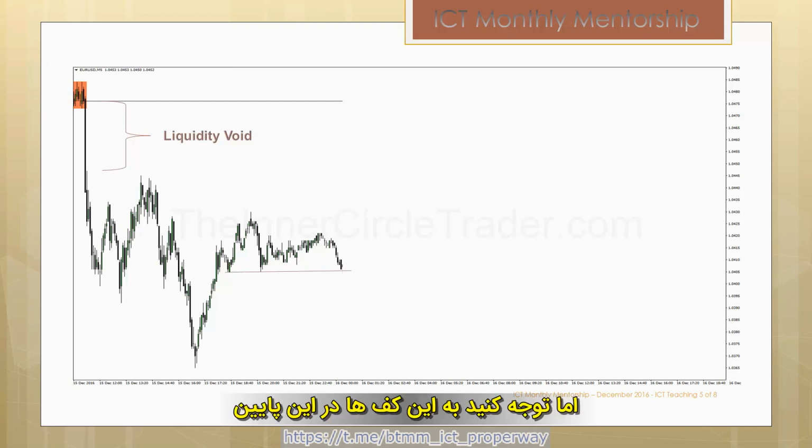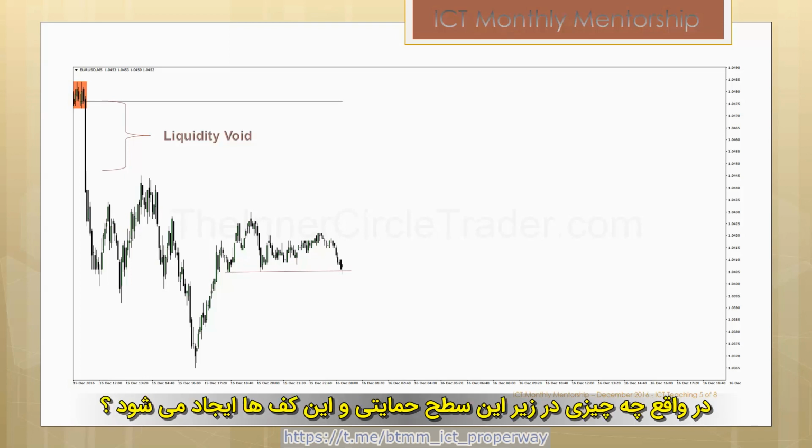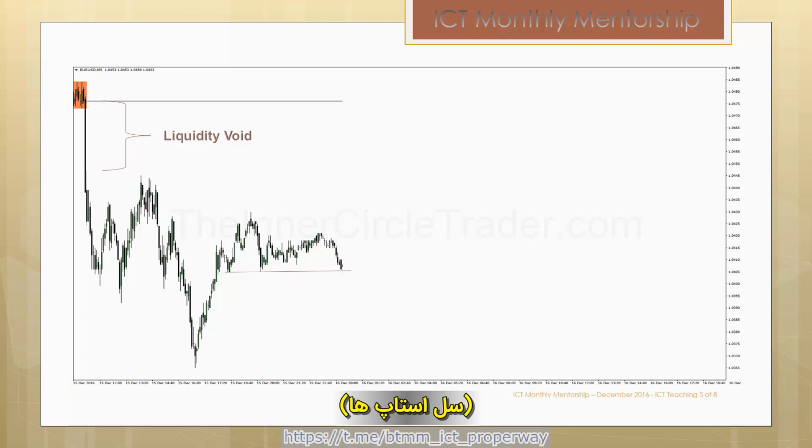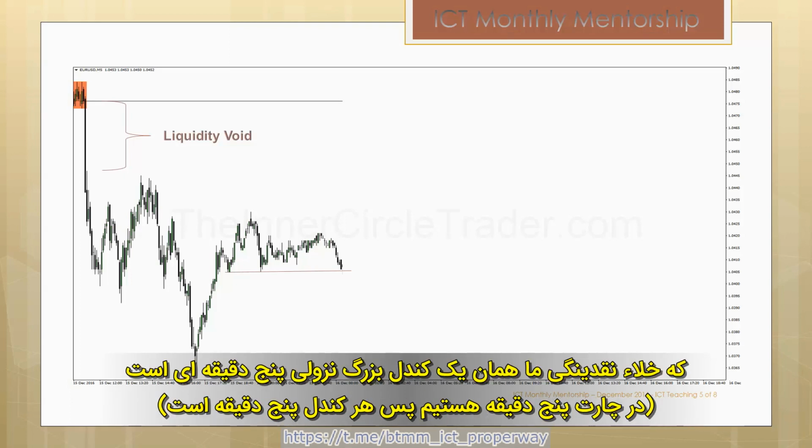But pay attention to these lows down here. We're going to take a look at something. While price is showing a short-term support level like this, what's going to be building up below those lows? Sell stops. So if we anticipate price potentially going up and closing in that range that we've identified here as a liquidity void, what we're seeing there is a big single 5-minute candle that's bearish.